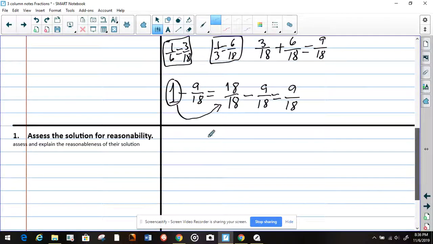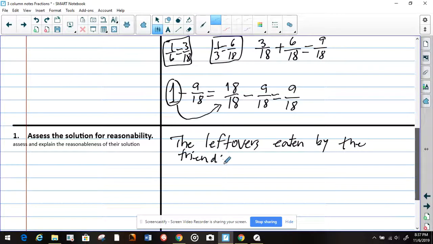So now we can answer the question. So the leftovers eaten by the friends is 9/18 of a pie. And we want to be more technical. We know that 9/18 can be divided, both of them can be divided by 9. So we're going to simplify here. So let me write this. Simplify.